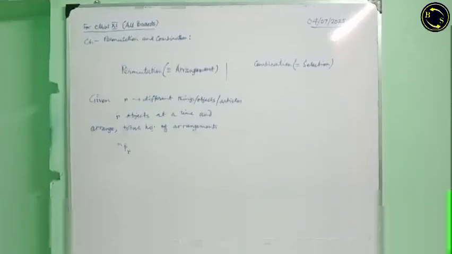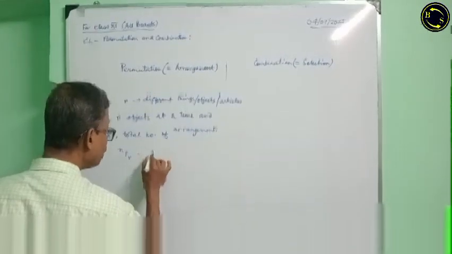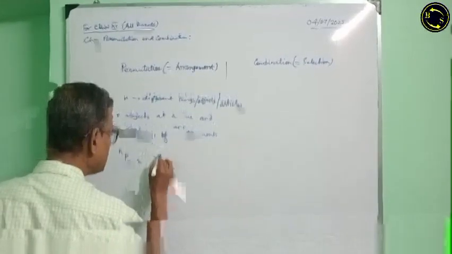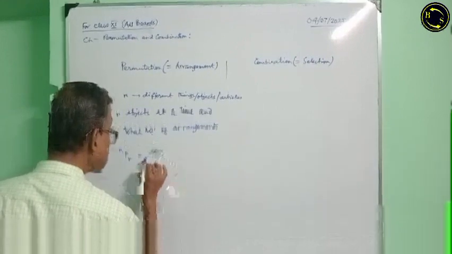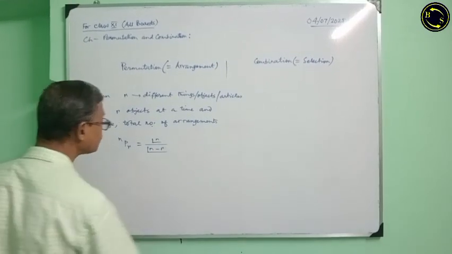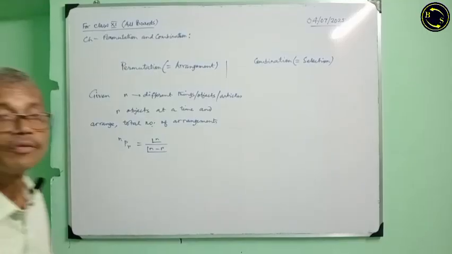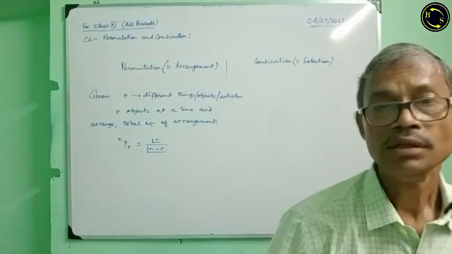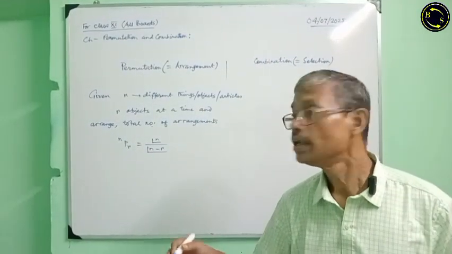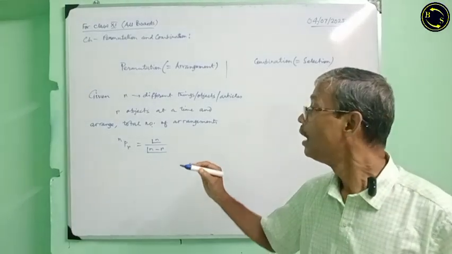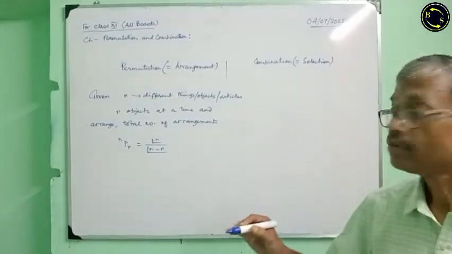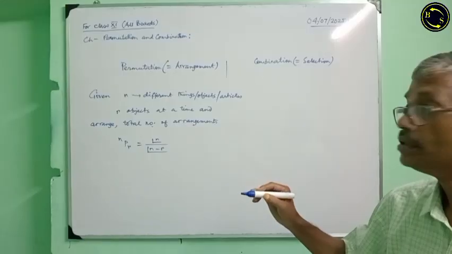I shall discuss later. The value will be factorial n divided by factorial n minus r. After discussing this, I shall discuss how we get the value of nPr.